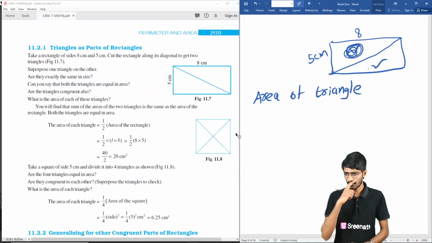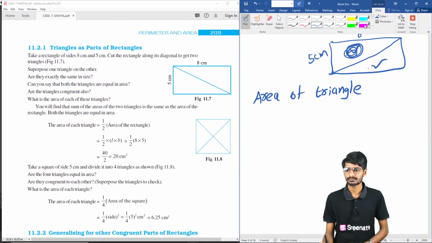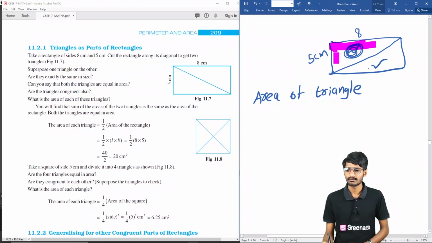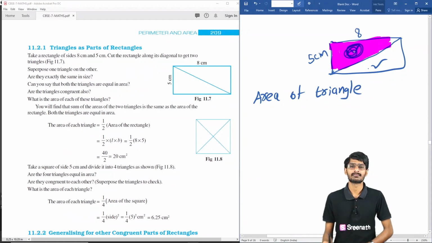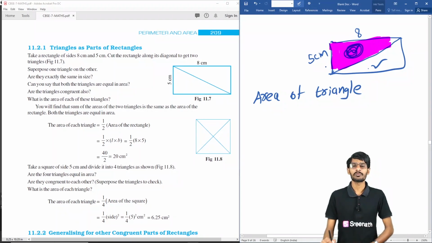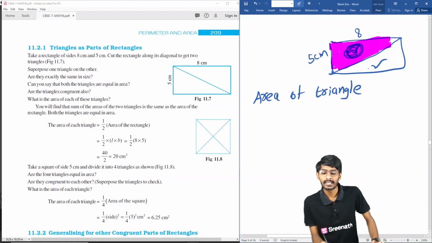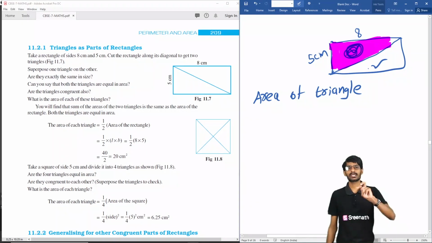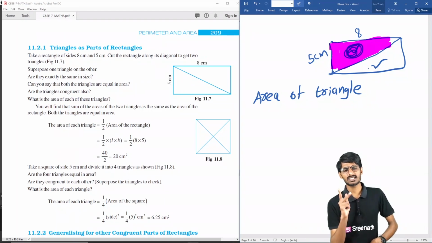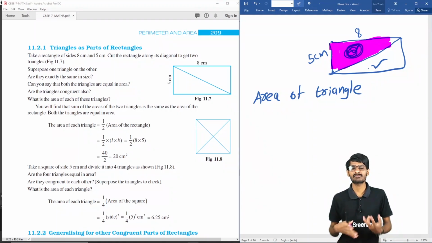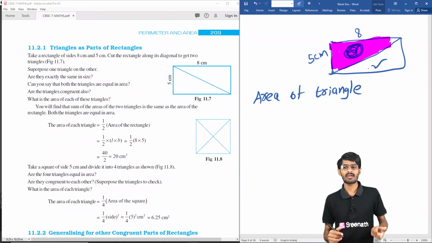Area of triangle. Coming to this, what is the area of this triangle? Do you know the answer for it? We don't know, but we know the area of the whole rectangle. And this rectangle can be made into two triangles. So the area of the rectangle will also be divided into two areas. One area belongs to the first triangle, another to the second triangle, and both triangles are the same. So both have equal area.